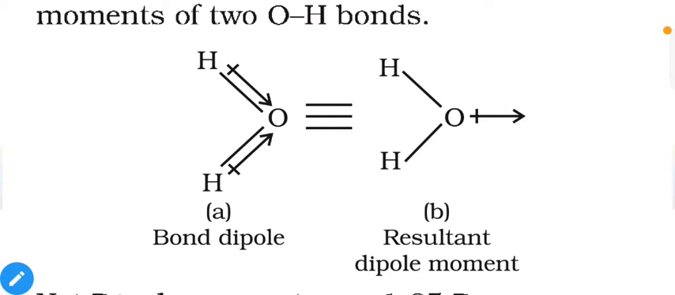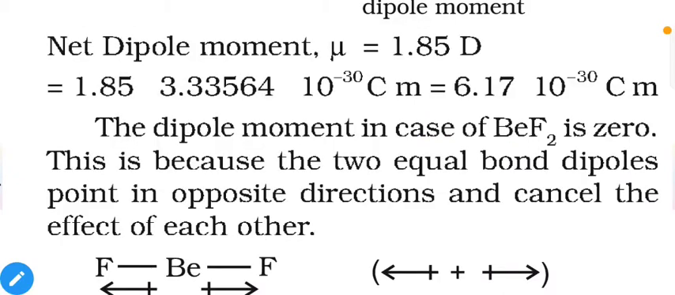As the arrow suggests, it will be towards the oxygen, but because of the bent structure, it will be slightly different. That means it won't be like this and this, but the effect of both hydrogens will combine and it will result in this direction. Okay, and the net dipole moment is 1.85 D for the given molecule. That means 6.17 into 10 raised to minus 30.